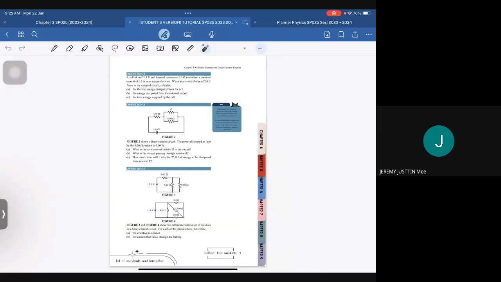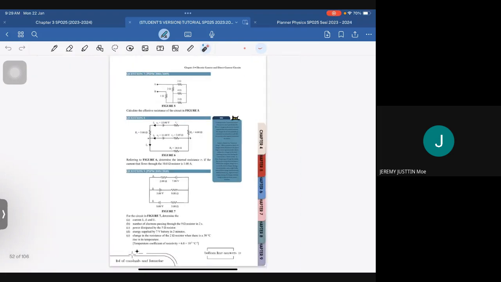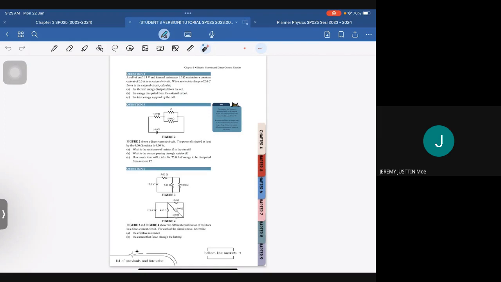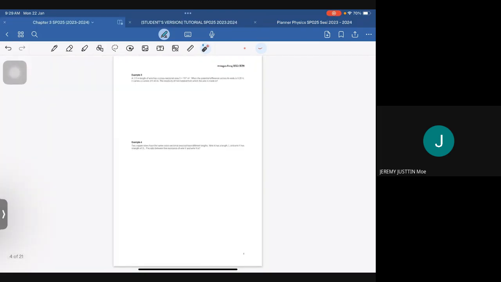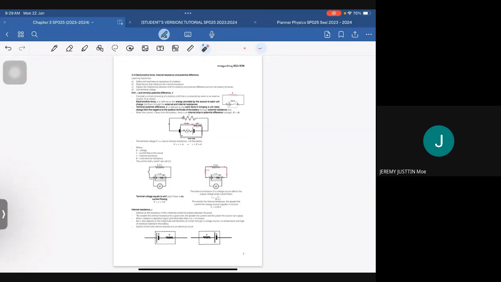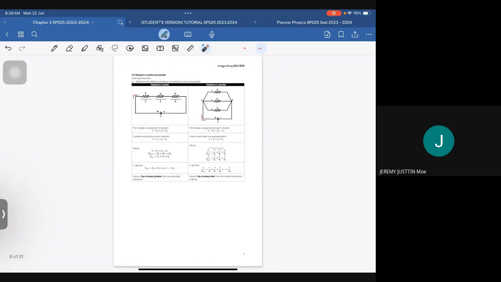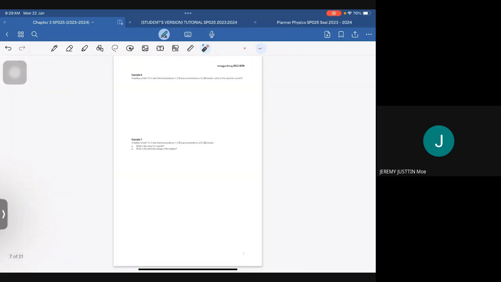Sampai dia tidak pula kan. Cepat saya tengok jap. 3.4 masuk ke sudah simplification. 3.5 baru masuk. Okay, cepat. Yang tu maybe we have to continue. 3.4 is EMF.